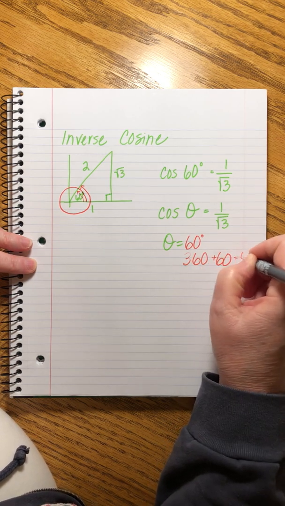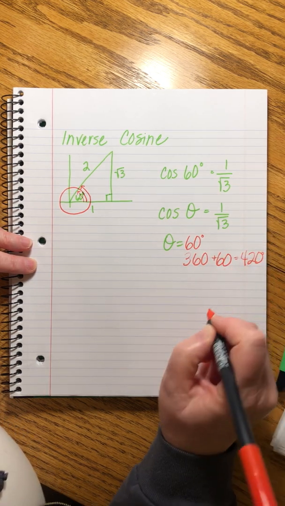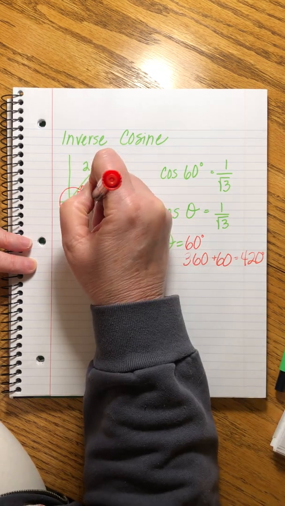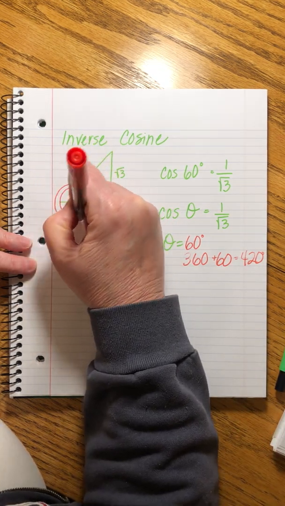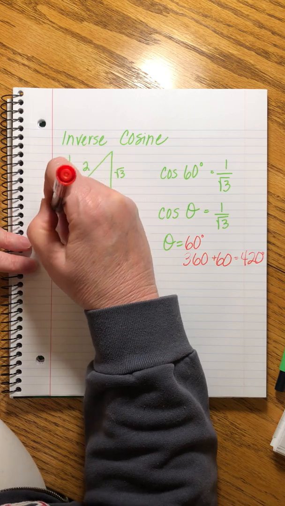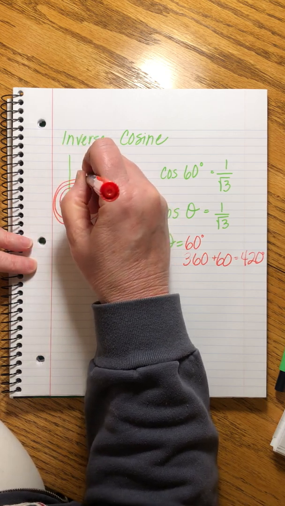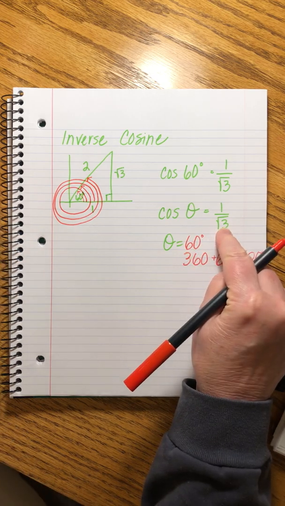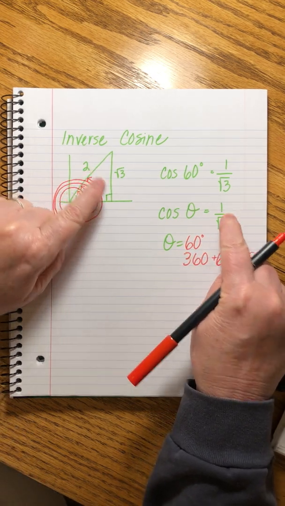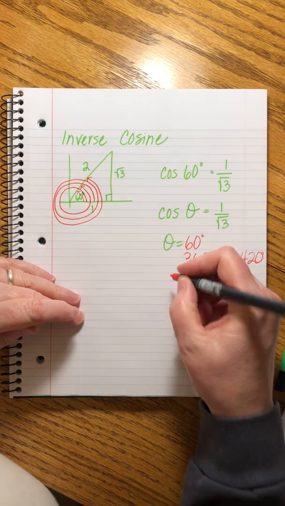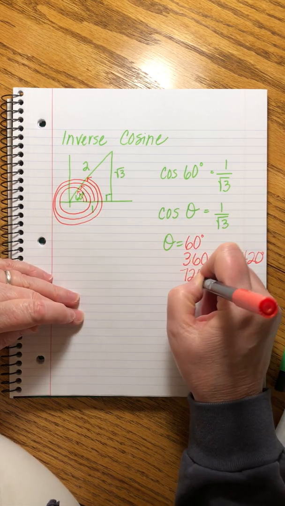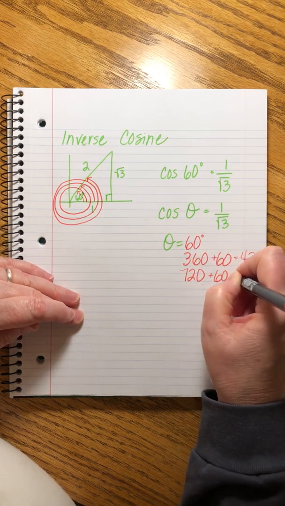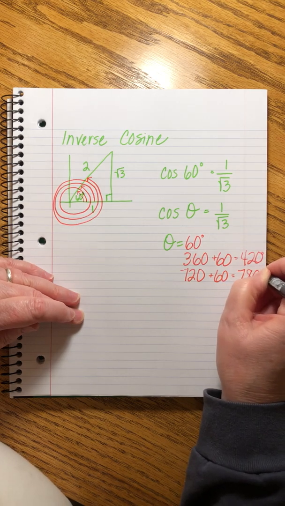So that would be a 420-degree angle. What if we started here and we went around twice and came back? Well, then we would have another angle that would still have that same ratio. It would be 720 plus 60, or a 780-degree angle.